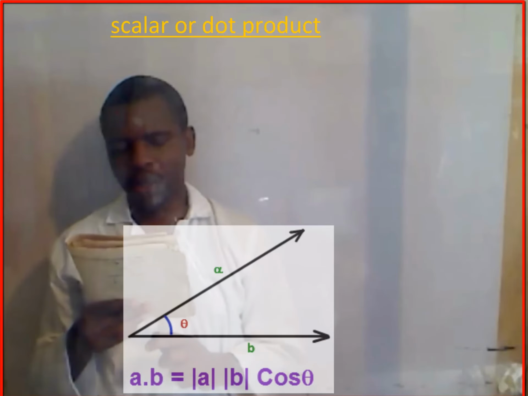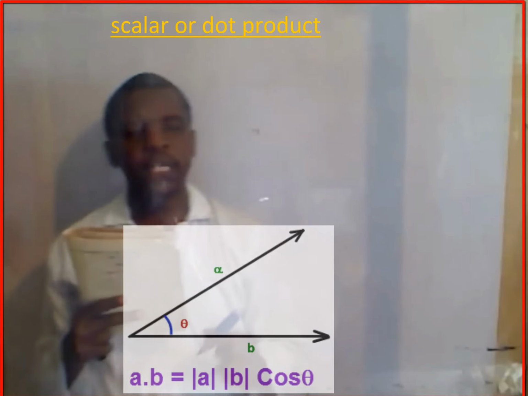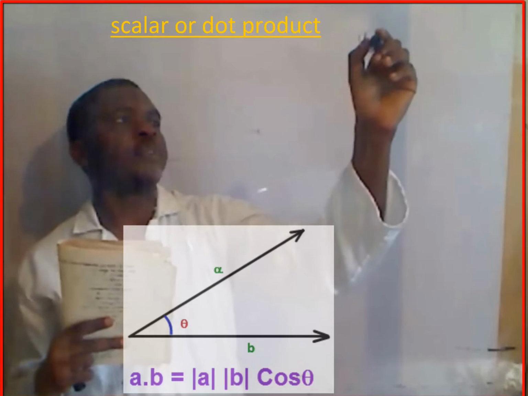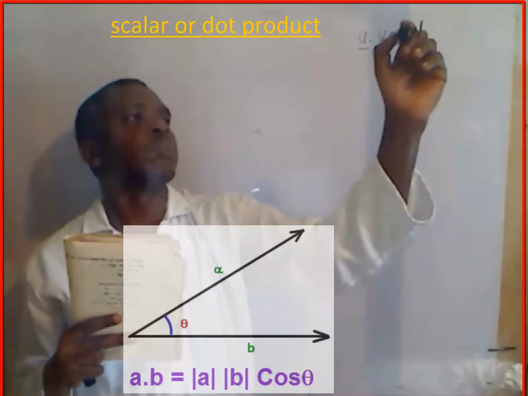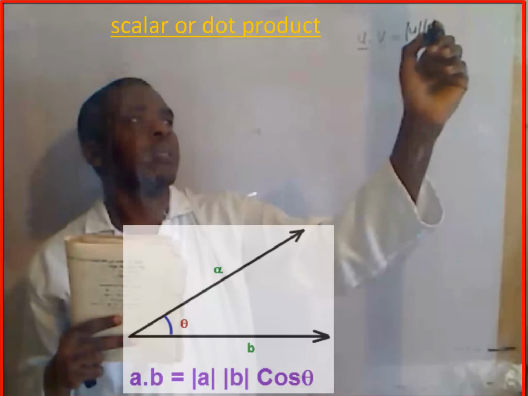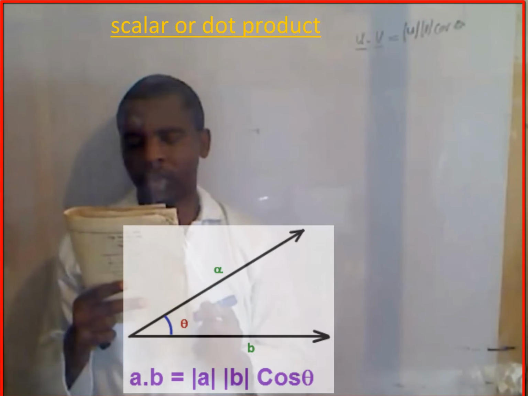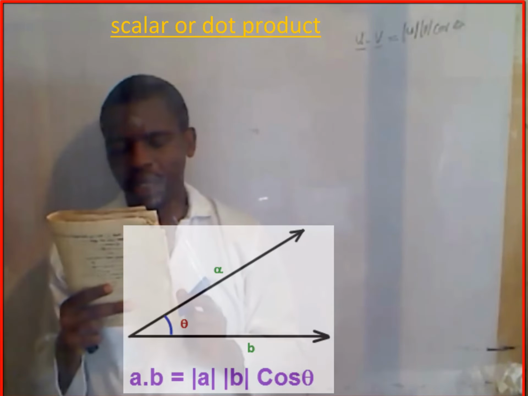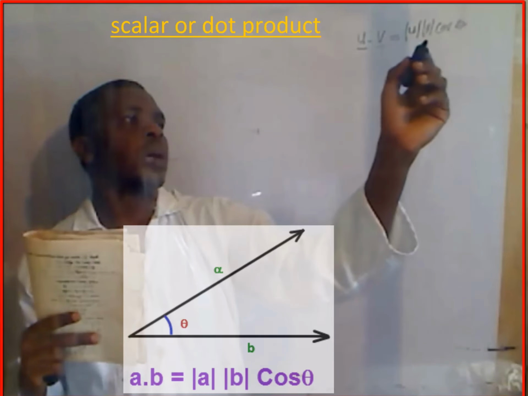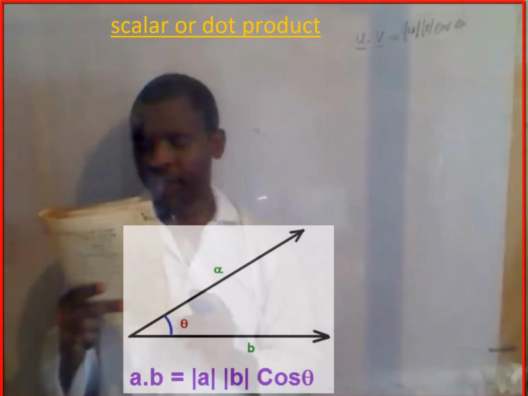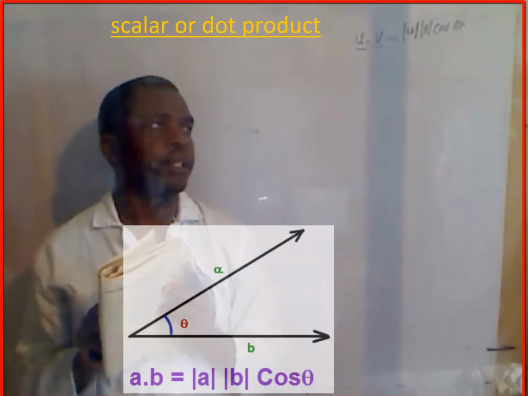Scalar or dot products. Given the vectors u and v, the scalar or dot product, written as u dot v, is given by the formula magnitude of u times the magnitude of v times the cosine of the angle between the two vectors, where u dot v is the product of the vectors u and v. This is the product of the magnitudes of u and v. Theta is the angle between the two vectors u and v.